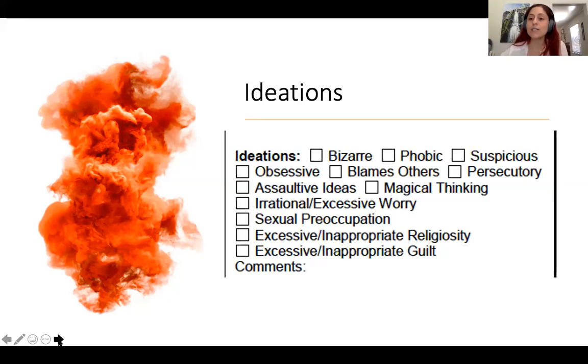Next are ideations, which are basically ideas or content of thoughts. You can see here that there are several different kinds. Many of them are self-explanatory. So phobias would be irrational fears that the client's describing. Obsessions involve intrusive recurring thoughts. Bizarre ideations are those that involve things that are unusual and not derived from ordinary life situations. Like, "I keep feeling like I have a duck on my head." That would be a bizarre ideation.